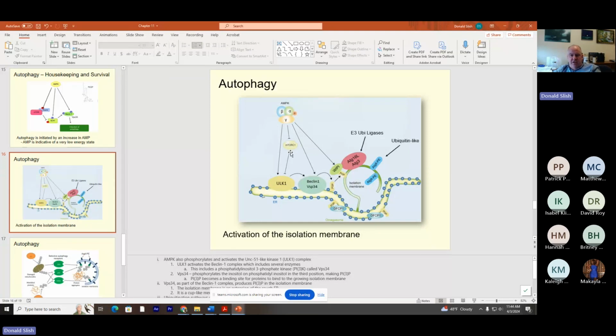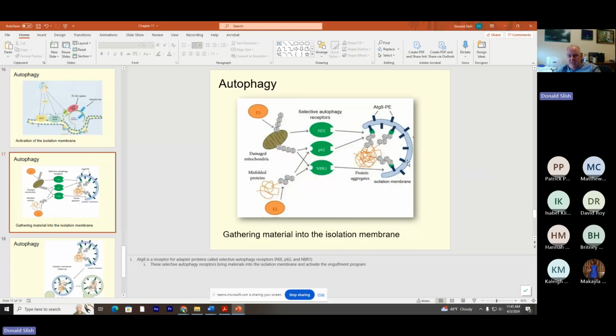Okay, so let me just do this again. Activation, low ATP activates this, which turns on this kinase, which turns on this phospholipid kinase, which gives us PI3 inositol. And then that activates these ubiquitin ligases, which takes this ubiquitin-like protein and attaches it to phosphatidylethanolamine. Okay, so that's now in our isolation membrane.